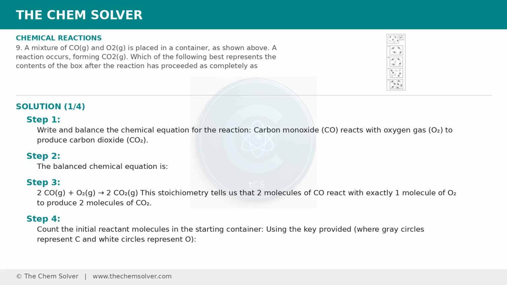This stoichiometry tells us that 2 molecules of CO react with exactly 1 molecule of O2 to produce 2 molecules of CO2. Count the initial reactant molecules in the starting container, using the key provided, where gray circles represent C and white circles represent O.